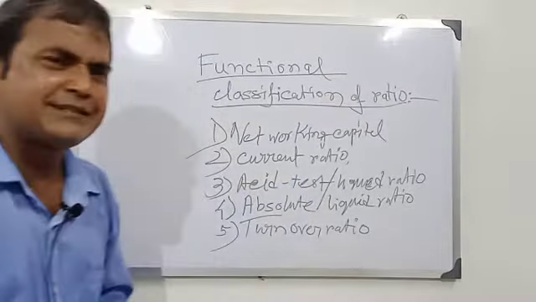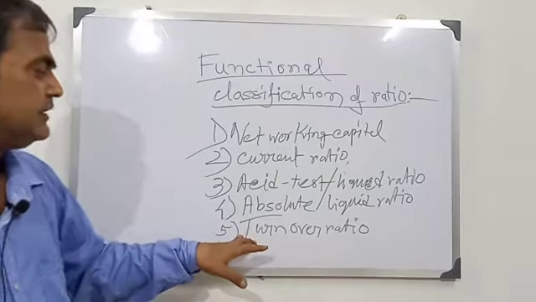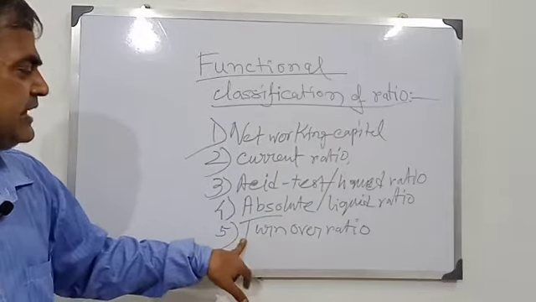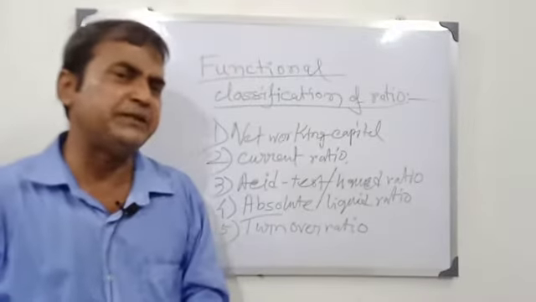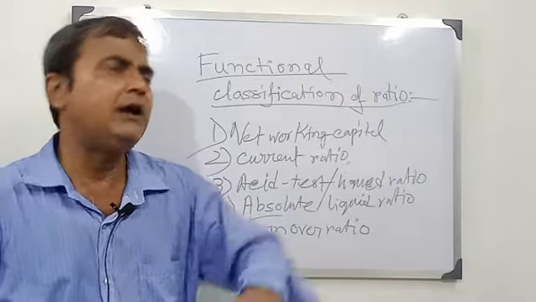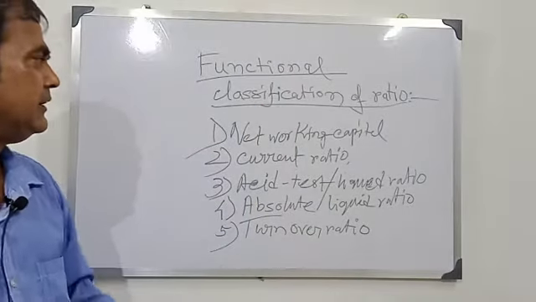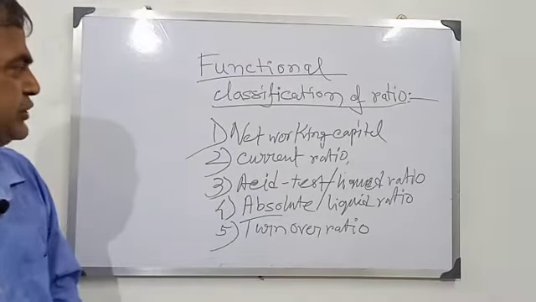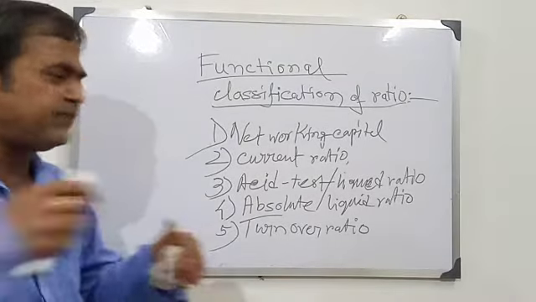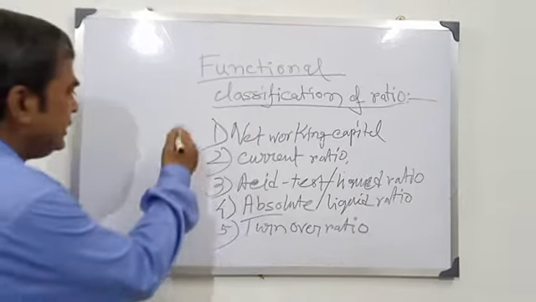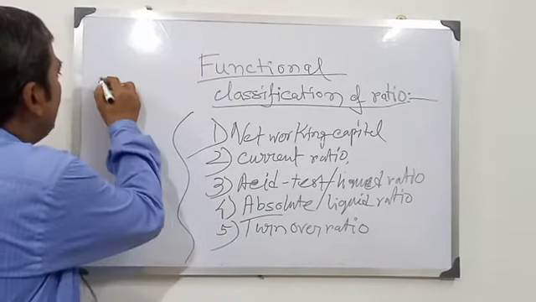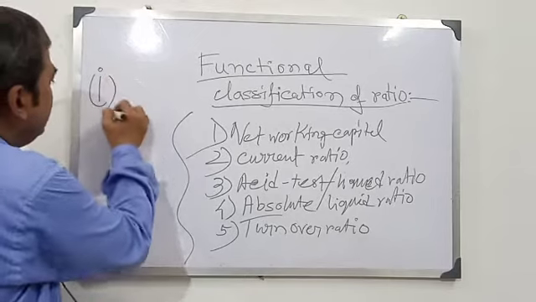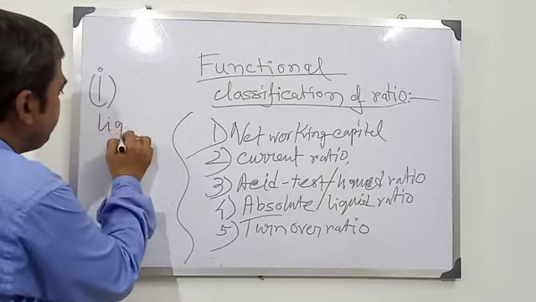Some accountants or experts take this as the turnover ratio under the activity ratios. Here I take it under liquidity ratios. These all 5 items are liquidity ratios.